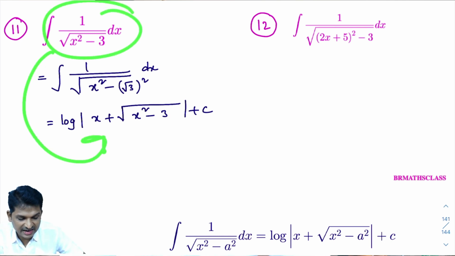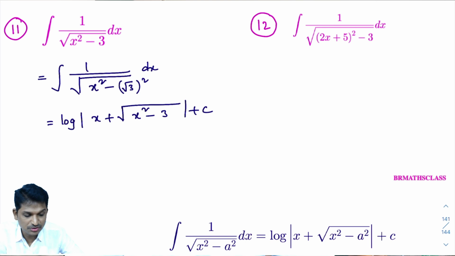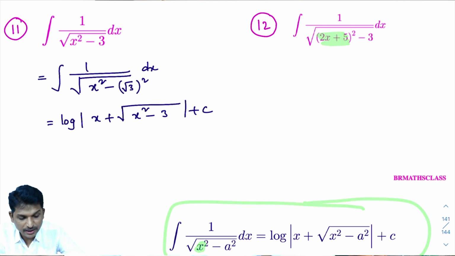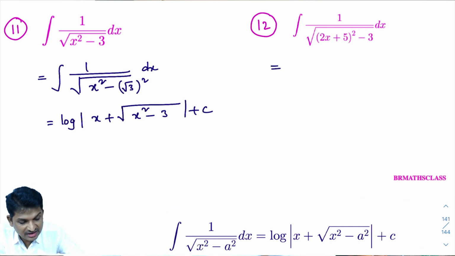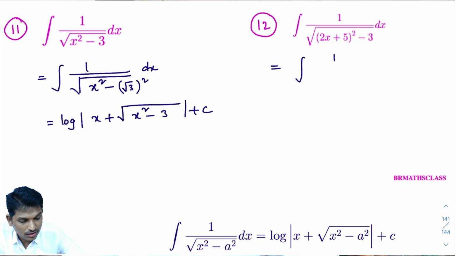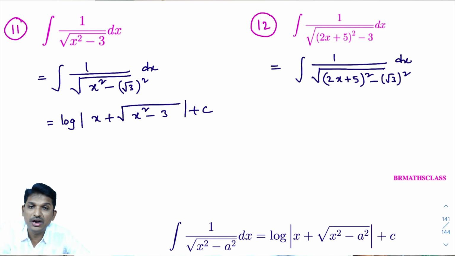When the problem is like this, we will directly write the answer. Now, you observe this one. As you learn this formula, if ax plus b is present in place of x, then how to write its answer? We can write its answer directly. How to write? Listen. First point: is it in the form of x square minus a square? Here 3 is there, not in the form of a square. I will write it. How to write it? Integral of 1 divided by root over 2x plus 5 whole square minus this 3, which can be written as root 3 whole square, dx. I hope you are understanding.